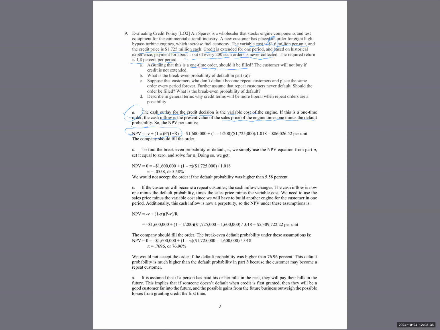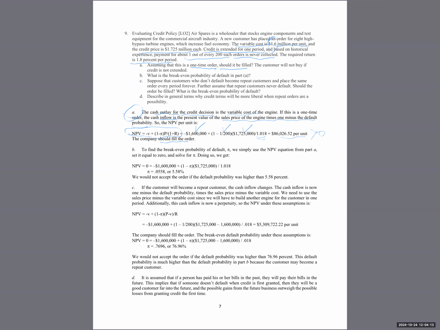So we know the variable cost is 1.6 million per unit. We know the probability of default is 1 over 200. The price is 1.725 million per order, and the interest rate is 1.8%, so 1 plus R. You're going to find the NPV is positive $86,026.52 per unit, so it's positive. The company should fill the order.